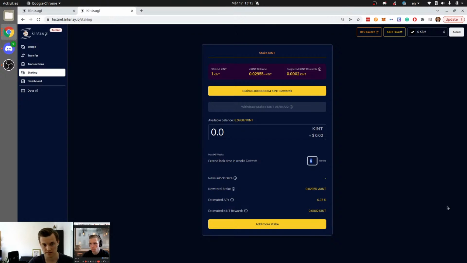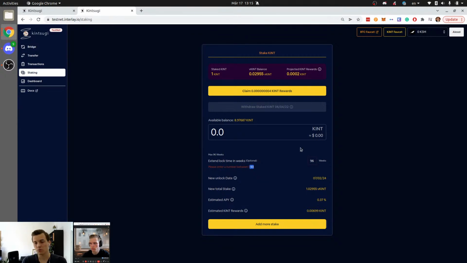Now, something that we'll add to the UI shortly is also better insights of how much longer you can stake. But as you can see now, if I try to enter the maximum staking duration, it will tell me that the maximum staking duration for me is actually only 93 weeks because I have already staked for 3 weeks. So I can only ever go up to a total of 96 weeks in terms of staking duration.